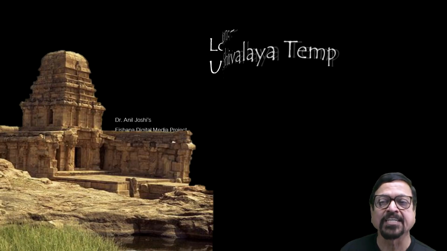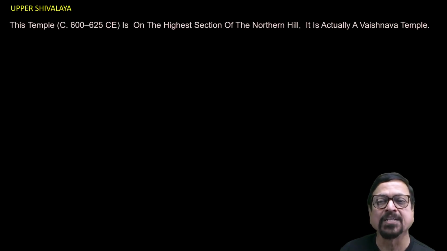Now let's get going to the Upper Shivalaya. This we have already seen, how it looks from cave number 4 of the Badami caves. That is the Jain cave temple. From there how it looks we have already seen. Now we will see a little detail about the historical detail of this temple. This temple is almost of the 6th century, constructed between 600 to 625 on the highest section of the northern hill. It is actually a Vaishnava temple.